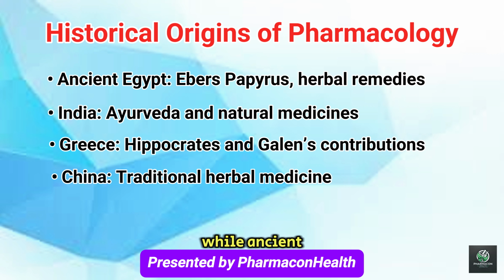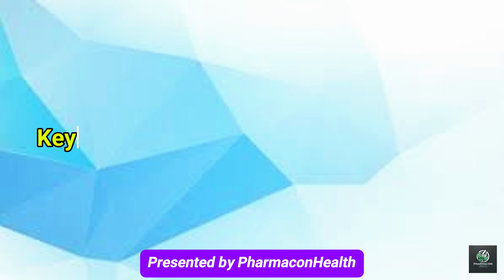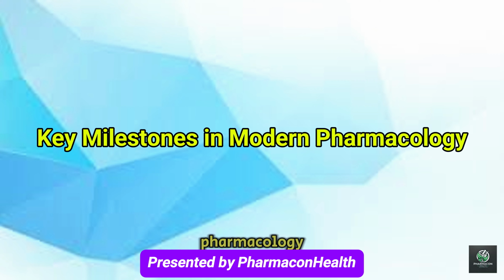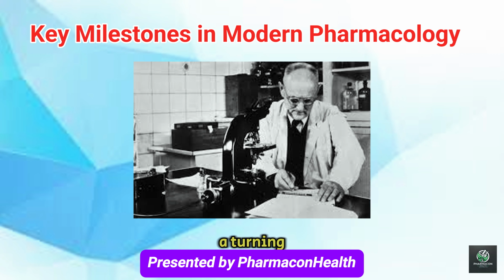While ancient wisdom shaped the roots of pharmacology, it was the 19th century that transformed it into a modern scientific field. Let us now explore how experimental methods changed everything. Key milestones in modern pharmacology. The 19th century was a turning point in pharmacology. It changed from tradition and guesswork into a true science based on experiments and evidence.